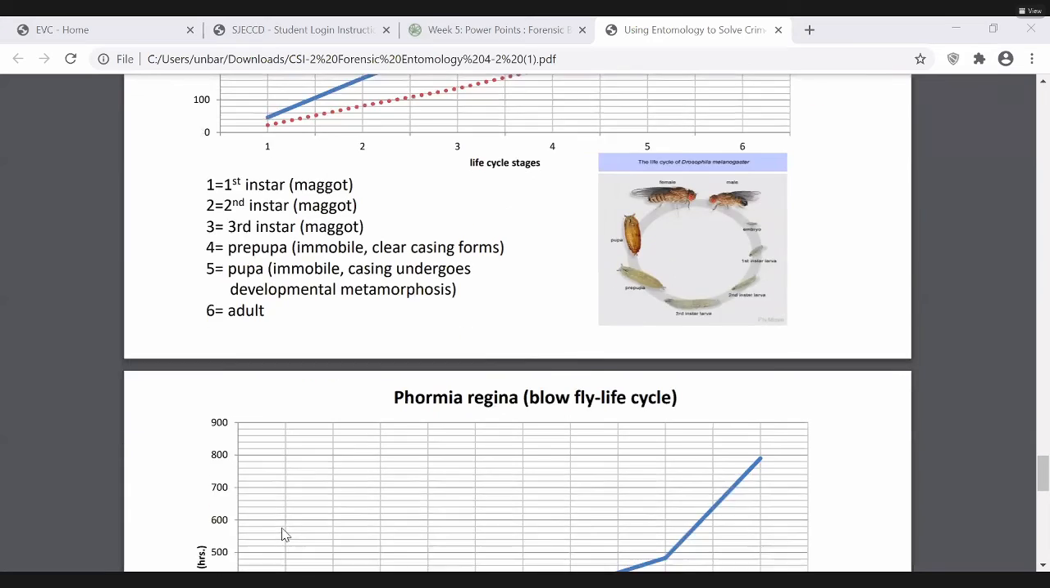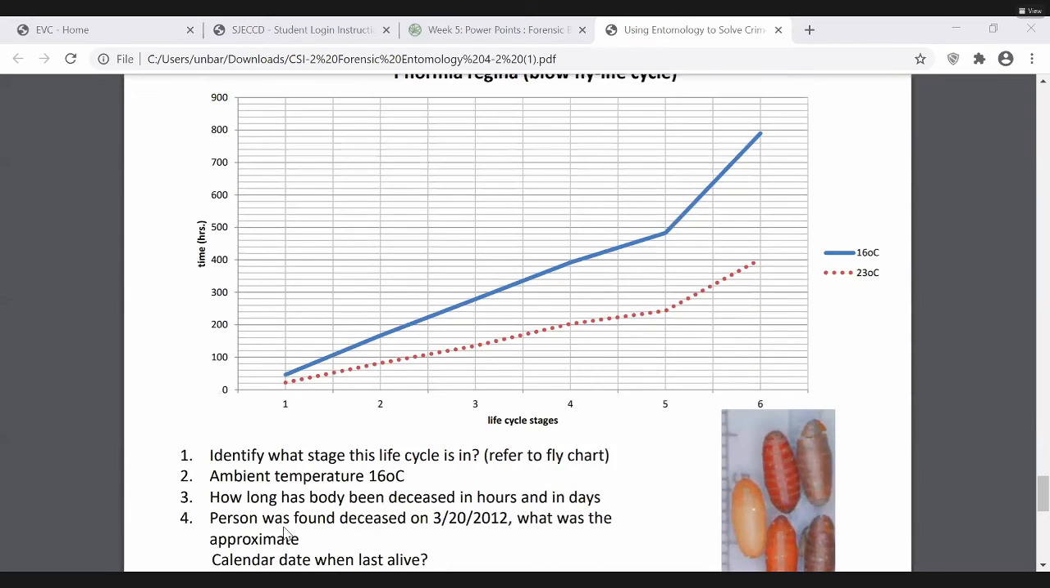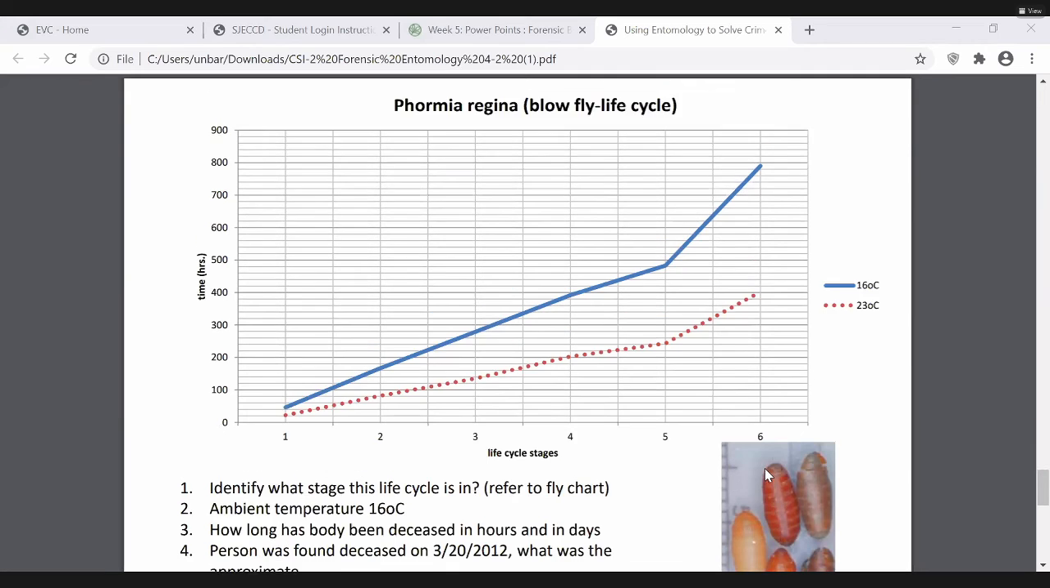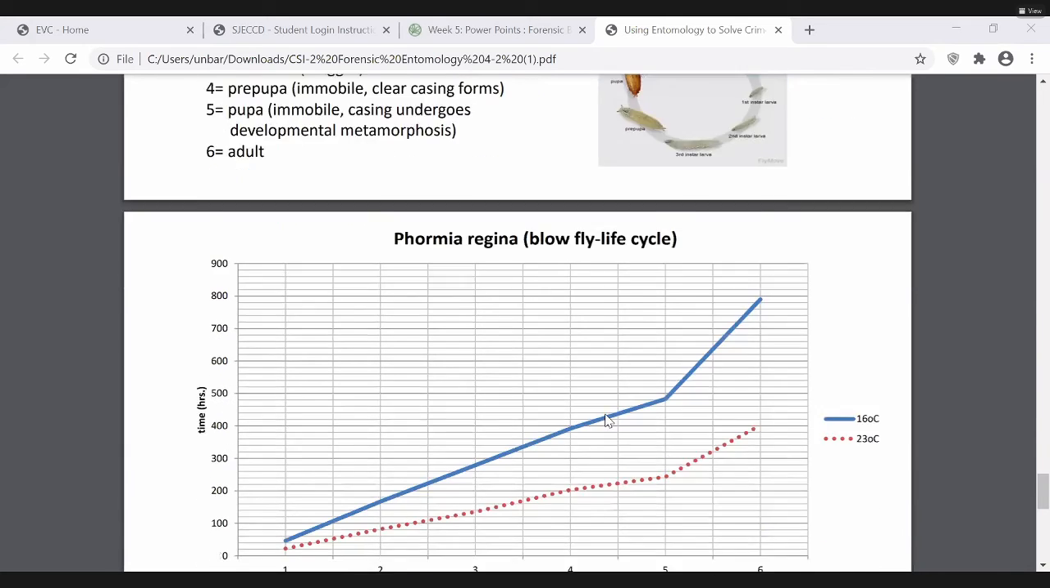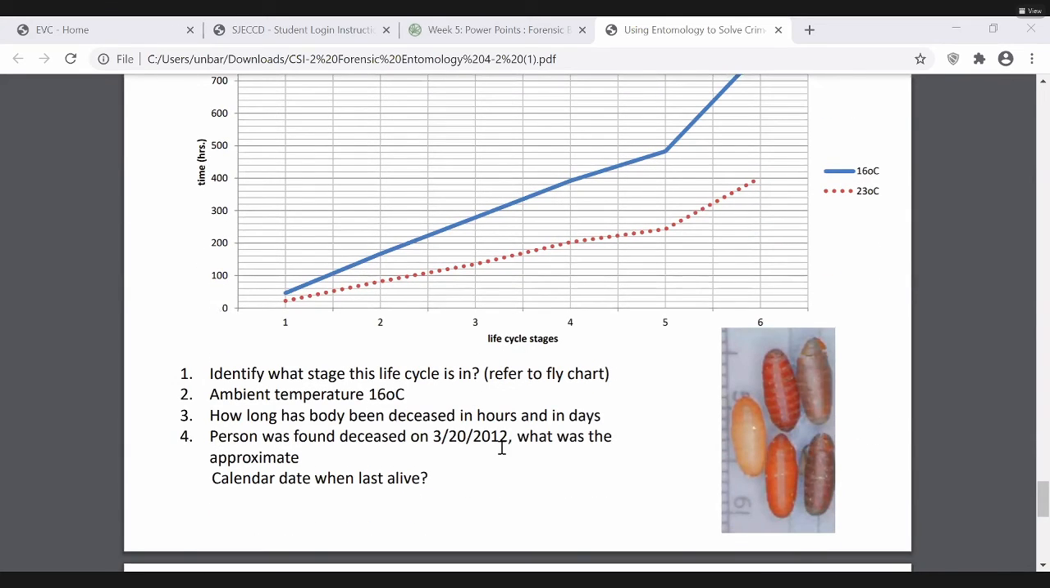Okay, so now we have a few questions to answer. Number one says, identify what stage this life cycle is in. They have given you this and they're asking what stage this life cycle is in. If I look at this and go back over here, to me it looks like it's in the pupa stage. So the answer to question number one is the pupa stage.